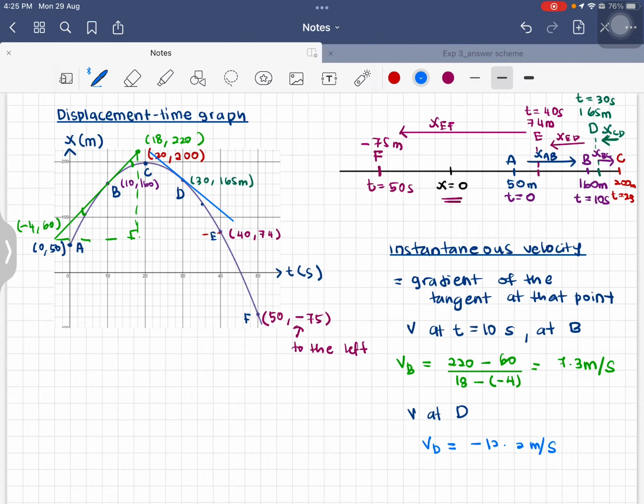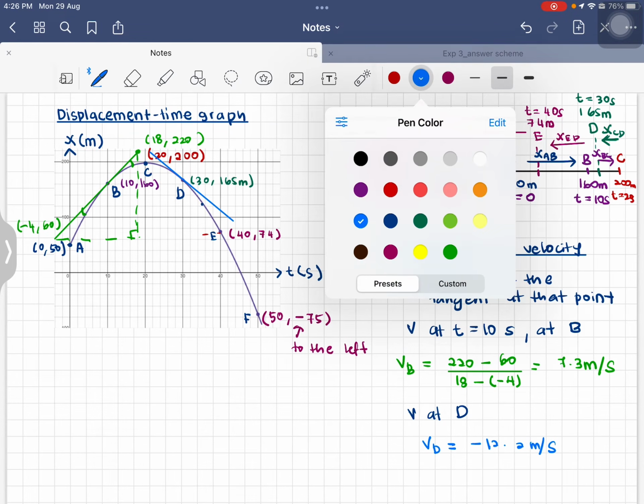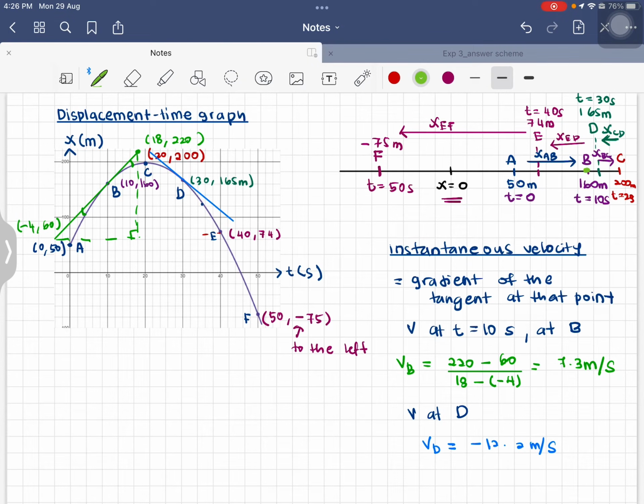Showing that at point B, you can see at point here, you are moving to the right. This is point B. At point D, you can see at point D here, you are moving to the left. B bergerak ke kanan, D ni dekat point D ni dia bergerak ke kiri. Right?